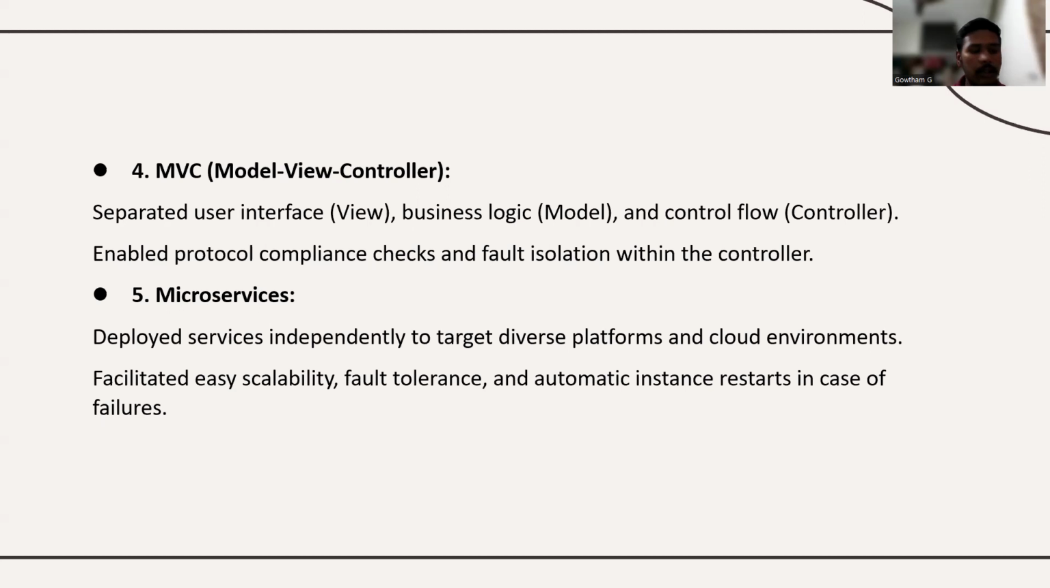Then last, microservices. Microservices is a new type of architecture in which similar activities are grouped together to provide self-sufficient components, useful for supporting the various platforms desired. Services are deployed independently to target diverse platforms and cloud environments, facilitating easy scalability, fault tolerance, and automated instance restarts in case of failures. So now we have discussed how these patterns help the robustness of the architecture.